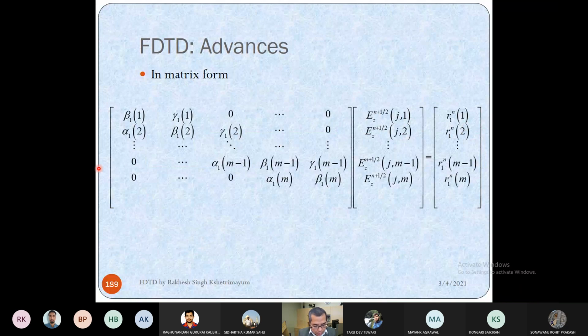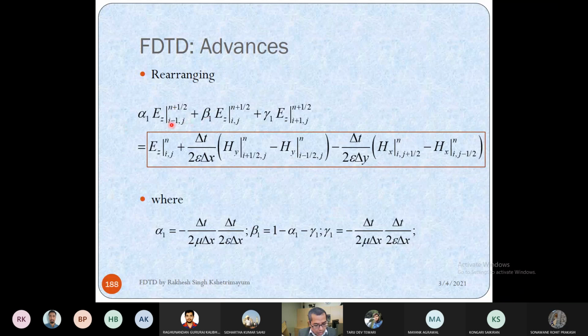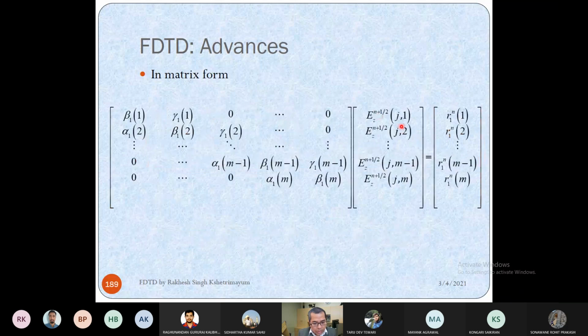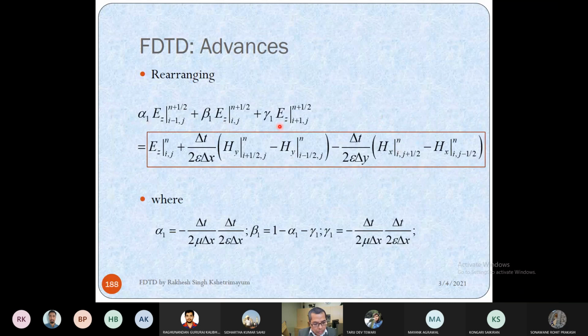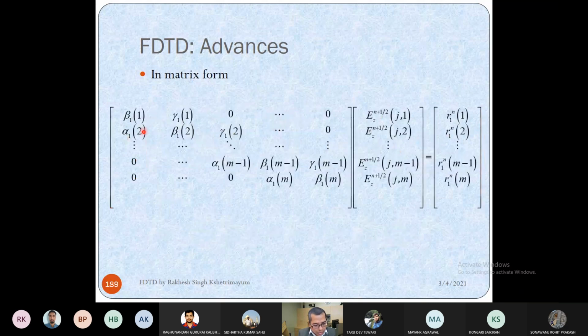Similarly, you go to the second case when i becomes 2. When i becomes 2, then 2 minus 1 is 1 here. So you have Ez1 here, you have Ez2 here, you have Ez3 here. So that is your Ez1, Ez2, Ez3 here. You also have alpha 1, beta 1, gamma 1 for i is equal to 2. So alpha 1,2, beta 1,2, gamma 1,2. Multiply with this, what you get in the right hand side is R1 and 2. Similarly, you'll also have 3 terms for all the terms except the last one.